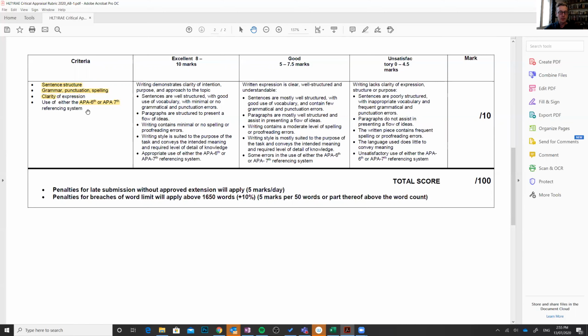Use of either APA 6 or 7: whichever guide you've got access to, make sure that you use that referencing guide and just do it really slowly. The key to APA referencing is just to be really, really slow. Do not leave it to the last minute, because then it's a horrible job. Each time a reference comes up, look up the guide and ask, how do I reference this? Carefully go through: have I got the dots in the right places, the commas in the right places?